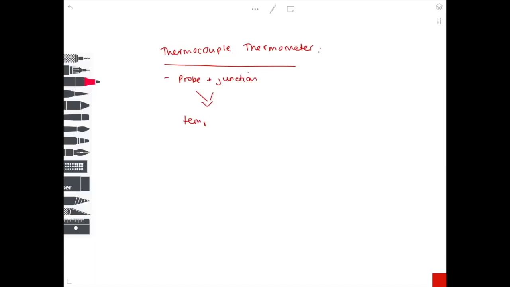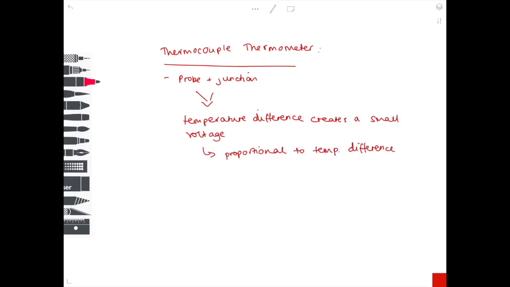You need to look now at a very specific type of thermometer, which is the thermocouple thermometer. And you need to know a little bit about how it works. So first of all, it contains a probe and a junction. And there's a temperature difference between the two, which creates a small voltage. And as you would imagine, the size of this voltage is proportional to the temperature difference. Linked with voltage is obviously current, and this current can actually be measured.